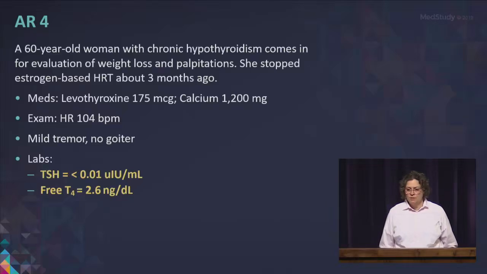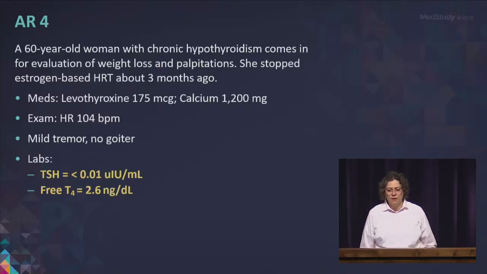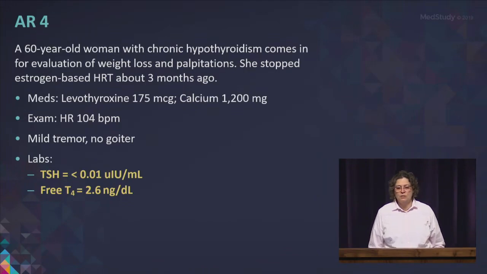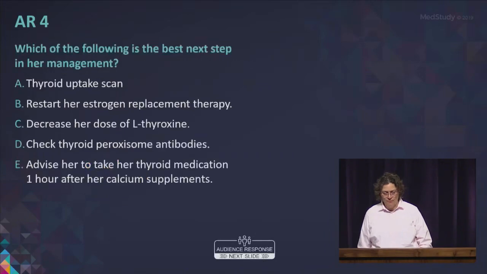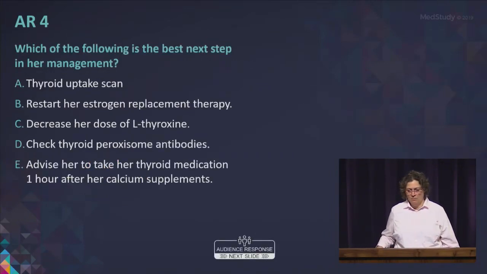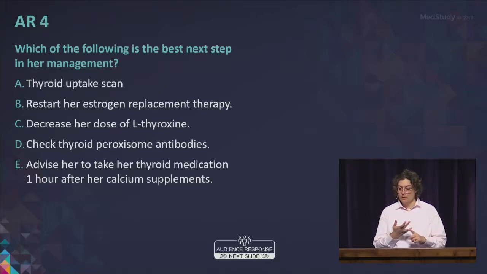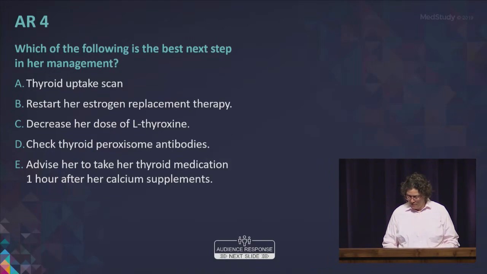Next question. A 6-year-old woman with chronic hypothyroidism comes in for evaluation of weight loss and palpitations. She stopped her hormonal therapy about 3 months ago. She's on levothyroxine 175 and she's taking calcium. On exam, she's tachycardic at 104. She's got a mild tremor, no goiter. Her labs show a low TSH and an elevated free T4 level. Which of the following is the next best step in her management? Thyroid uptake and scan, restart her estrogen, decrease her dose of thyroid hormone, check for thyroid antibodies, or advise her to take her thyroid medications 1 hour out after her calcium supplements.